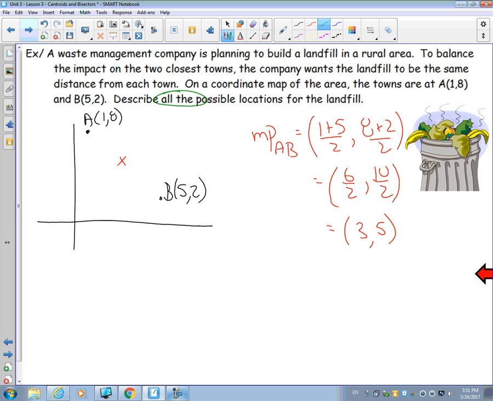What if we said both towns are 10 kilometers from the dump? Maybe 10 kilometers away would be right about here. Or maybe 10 kilometers is right there. Or here, or here, or here, or any of these spots. Well, if I connect all those spots, I think I'm making a line. So if the dump was anywhere along that line, it would be fair for both towns, the same distance away. I want to find the equation of that line.